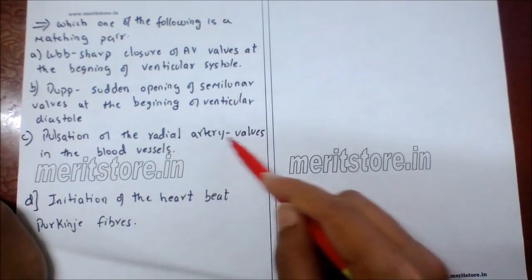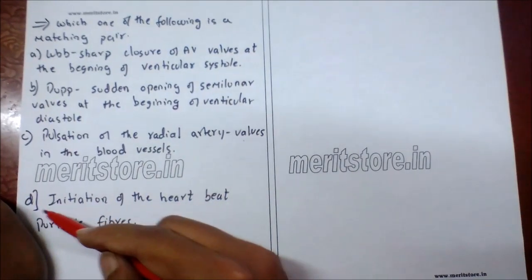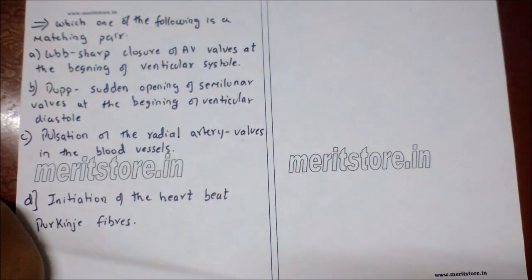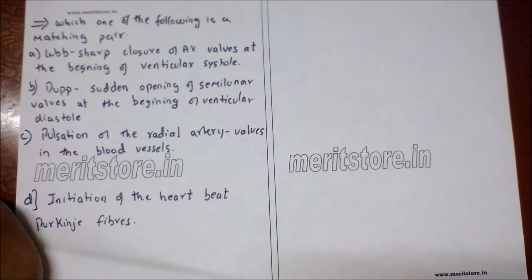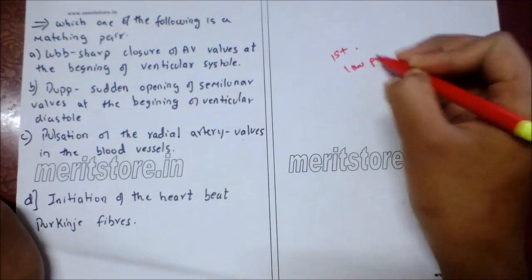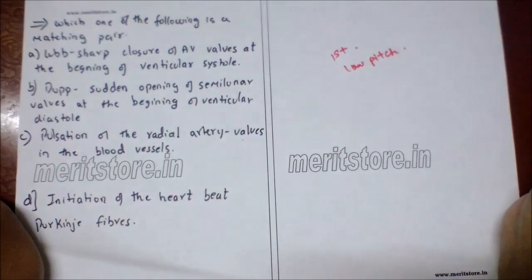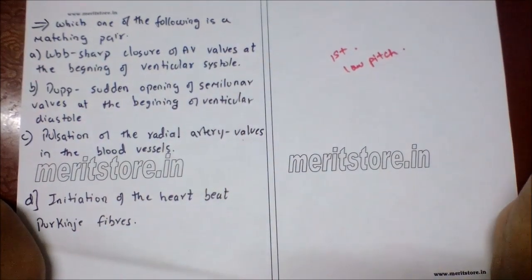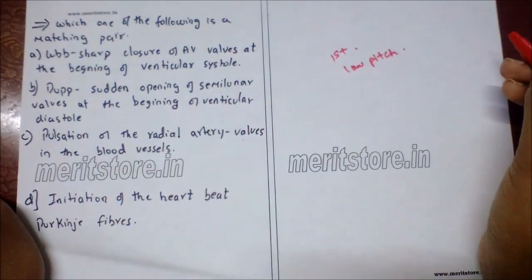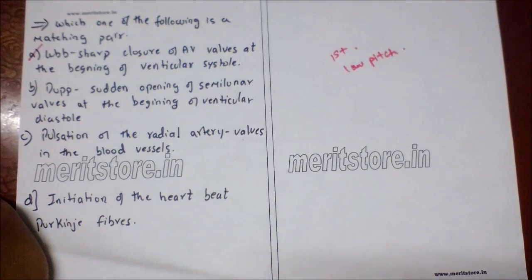C. Pulsation of the radial artery valves in the blood vessels. D. Initiation of the heartbeat in Purkinje fibers. So the lub is the first low pitch heart sound due to closure of bicuspid and tricuspid valve at the start of the ventricular systole. So option A is the correct answer.